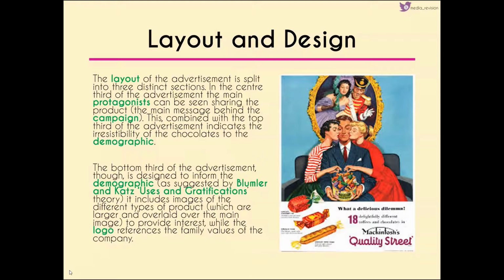The layout of the advertisement is split into 3 distinct sections. In the centre third of the advertisement, the main protagonist can be seen sharing the product, the main message behind the campaign. This, combined with the top third of the advertisement, indicates the irresistibility of the chocolates to the demographic. Now, the bottom third of the advertisement, though, is designed to inform the demographic as suggested by Blumler and Katz's uses and gratifications theory. It includes images of the different types of product which are larger and overlaid over the main image to provide interest, while the logo references the family values of the company.